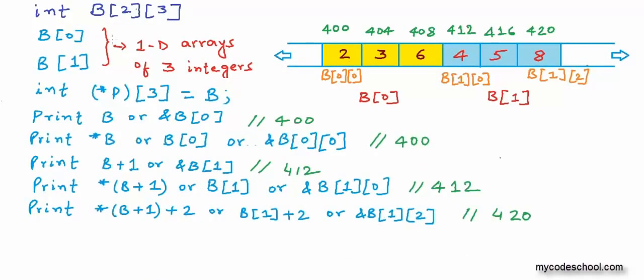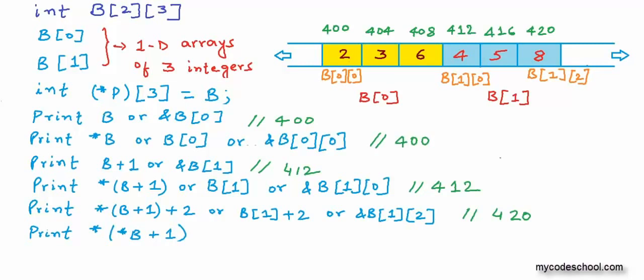Let's do one more print. If you can get this one right, I can say that you're good at working with 2-dimensional arrays using pointers. What will be the output for this expression, asterisk of asterisk of b plus 1? What will be the output for this expression?